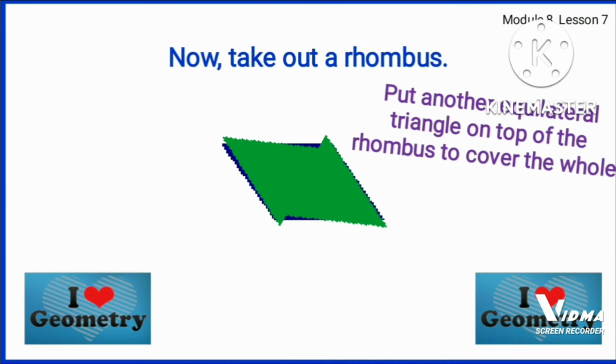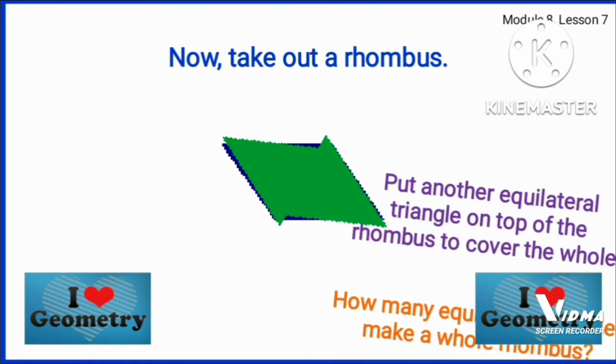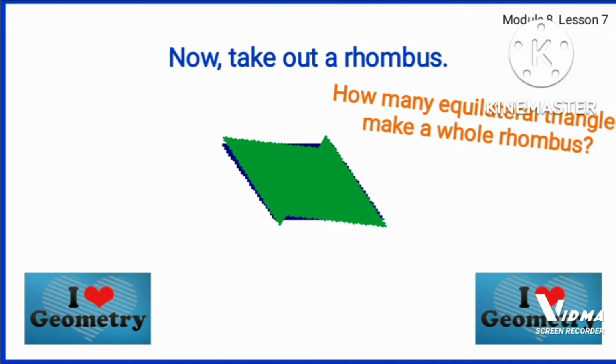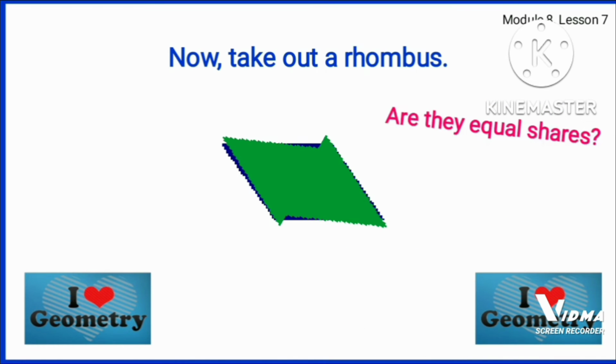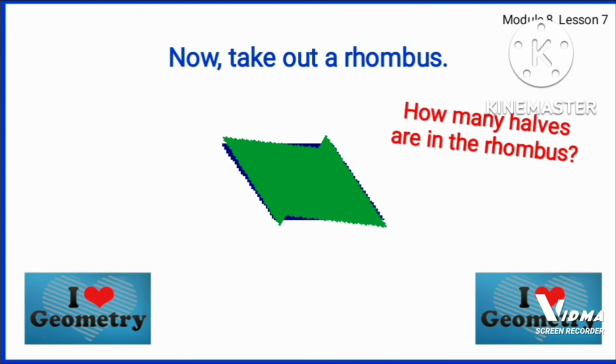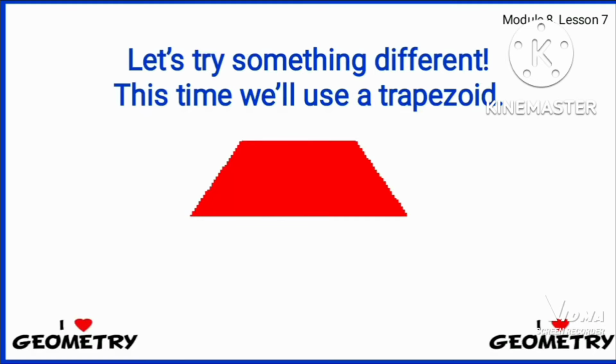Now if you put another on the other side too, it will cover the rhombus. How many equilateral triangles do you use to cover this rhombus? Two. Are they equal shares? Yes. So how many halves are in the rhombus? Two halves. Half plus half equals 1.